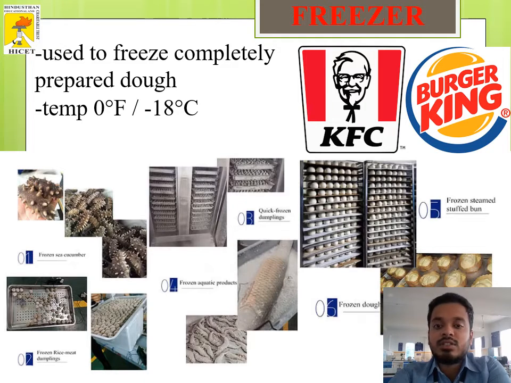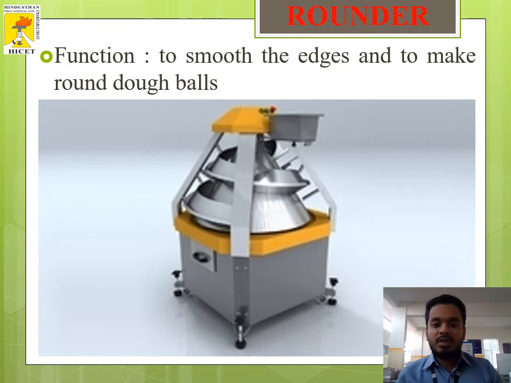So the next one is freezer. So basically freezer is used for freezing purposes of the products and raw materials, that is common. In this baking technology, the freezer is particularly used to freeze the prepared dough, so as to retain its shape and structure and give it a good flavor. So the temperature that is used is 0 degree Fahrenheit or minus 18 degree Celsius, in which the dough is frozen before drying.